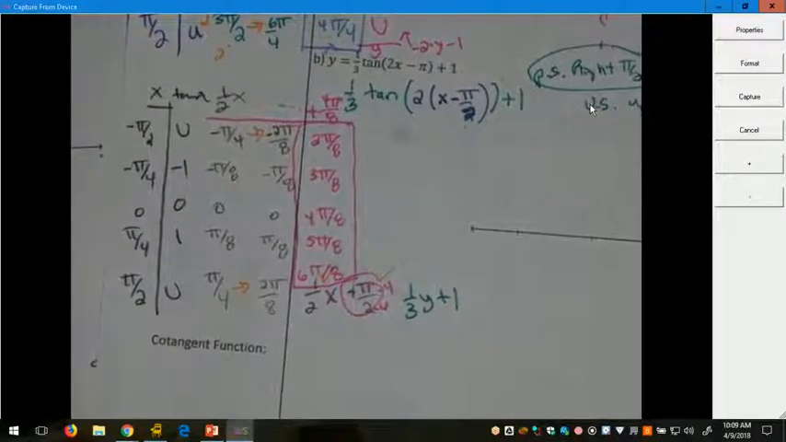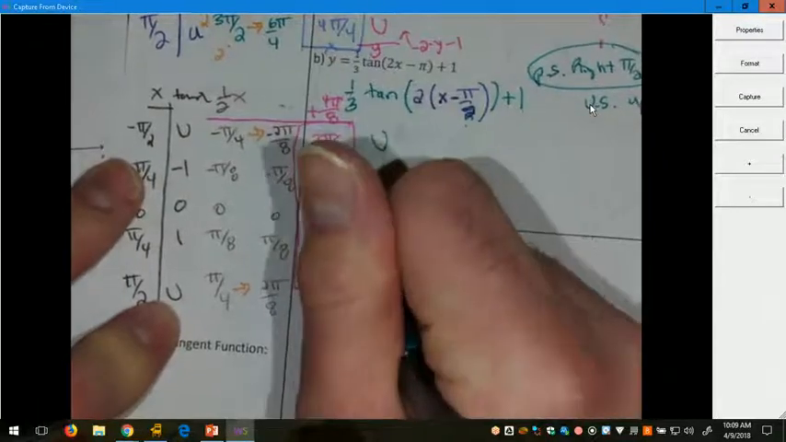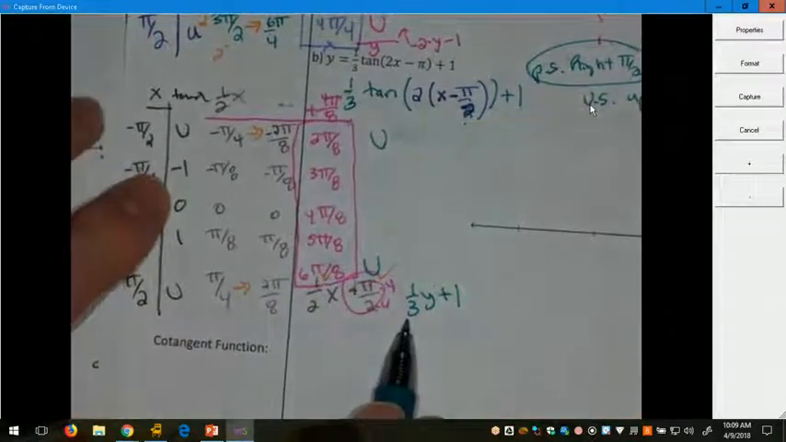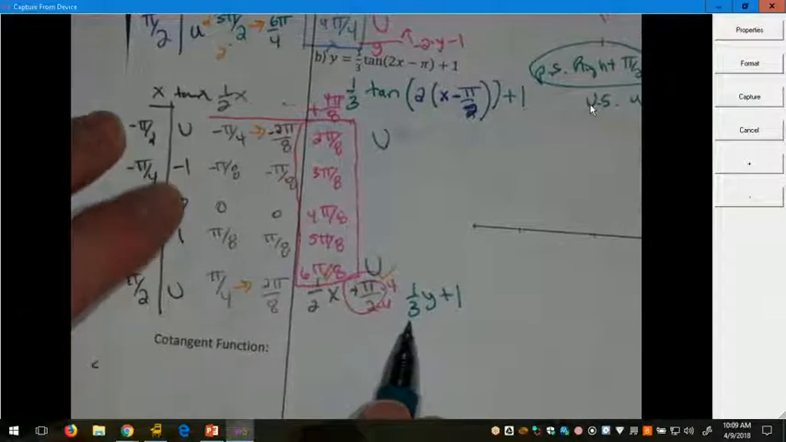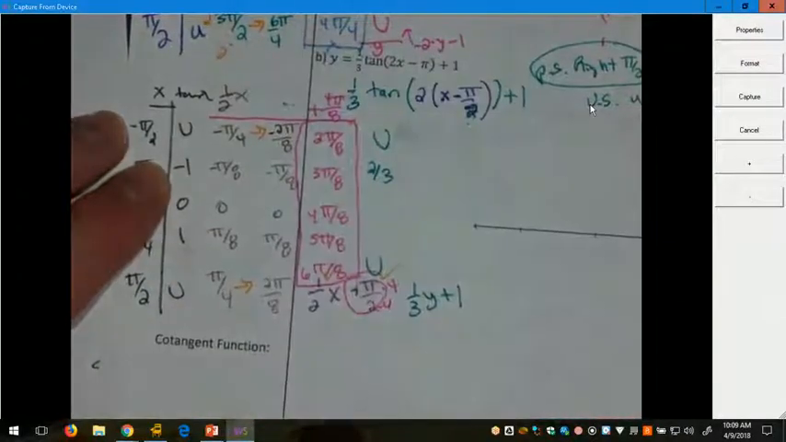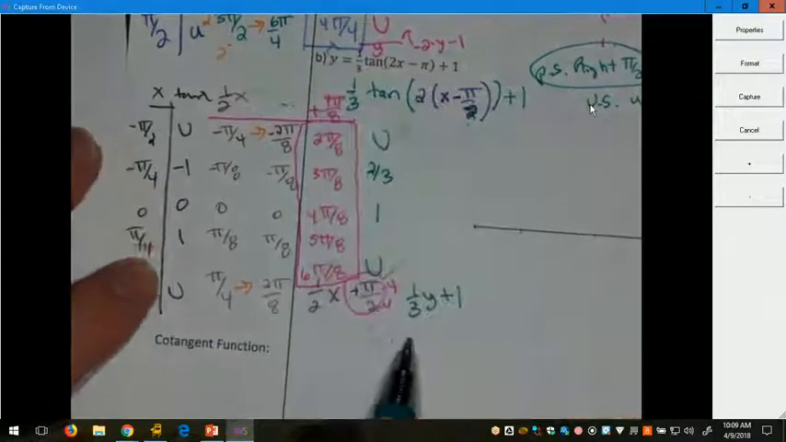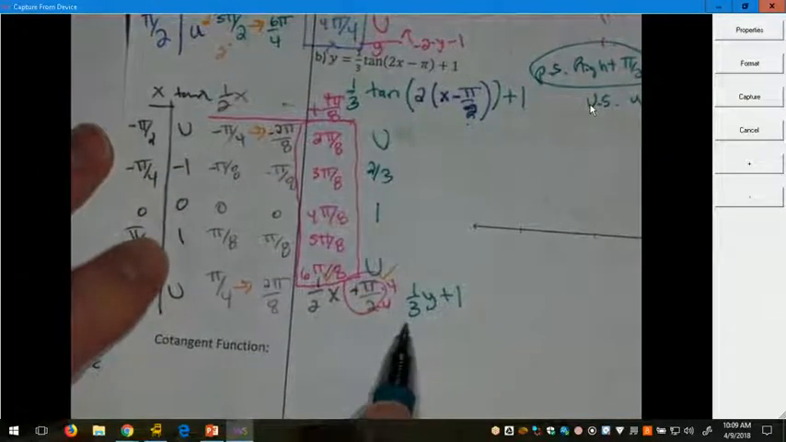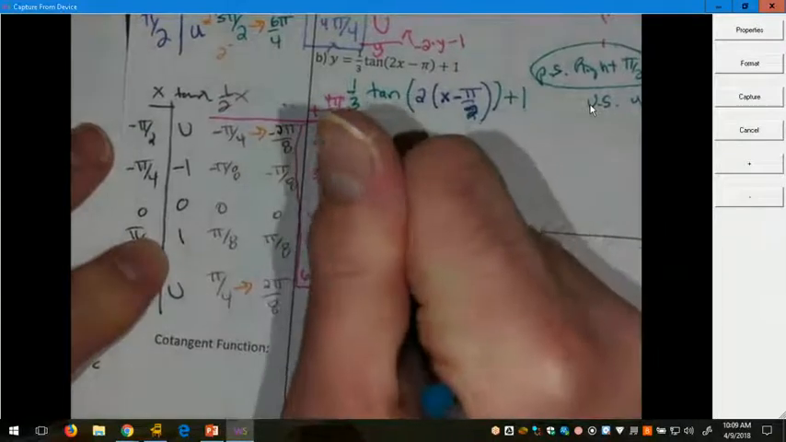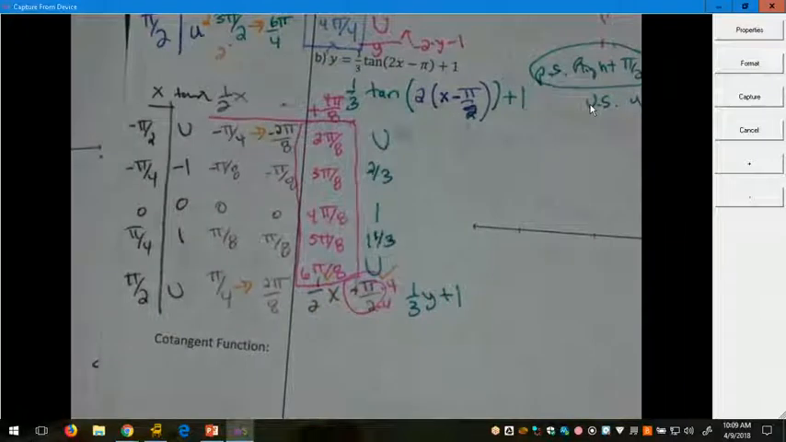For my y coordinates, I'm supposed to multiply everything by 1/3 and add 1. That does not affect my undefined values. It does affect the -1, 0, and 1. That's -1/3 plus 1 is 2/3, or 0.6 repeated. 0 plus 1 is 1. 1 times 1/3 is 1/3 plus 1 is 1 1/3. If you want, you can write the decimal approximation to help you plot it.